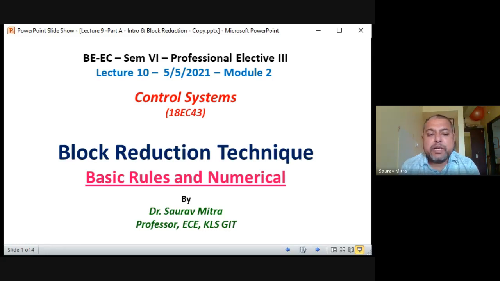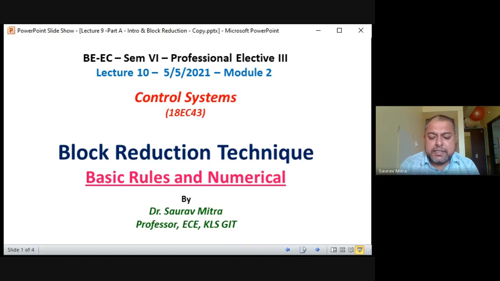Second part is signal flow graph, and third part is, whatever transfer function we find from signal flow graph or block reduction technique, we are supposed to find out the stability of that. So stability analysis of the found transfer function by block reduction or signal flow graph is going to be the third part in this module.